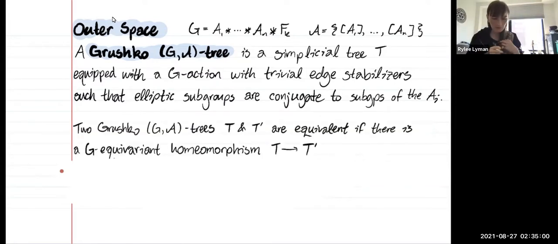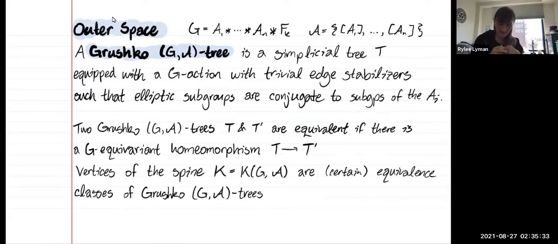And I'm going to say that two Grushko G-A trees, T and T prime, are equivalent if there's a G-equivariant homeomorphism between them. One thing that this allows me to do is sweep the simplicial structure under the rug a little bit. You could imagine equivariantly subdividing an edge into a bajillion edges by just adding a lot of vertices. And this equivalence condition is saying I can just ignore that.